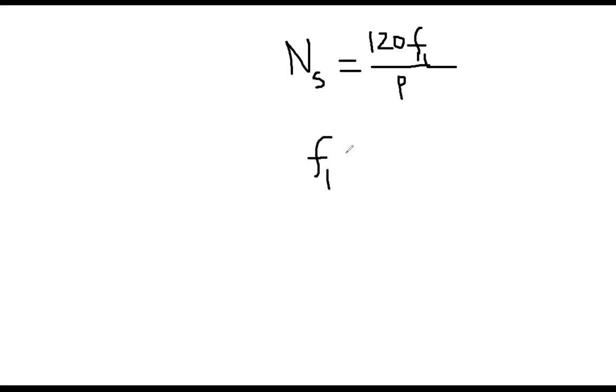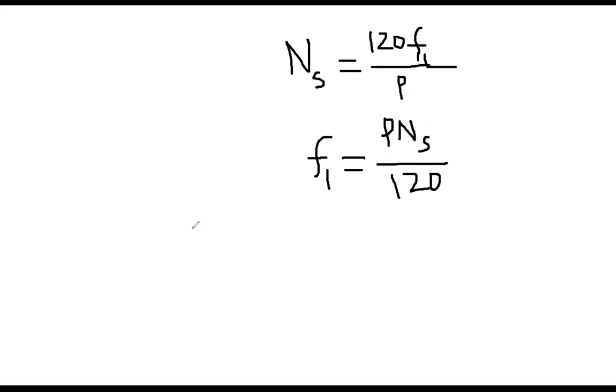This means f1 is P Ns over 120, right? I just derived it from here. f1 is P Ns over 120, and f1 is the stator frequency.